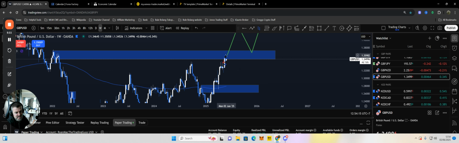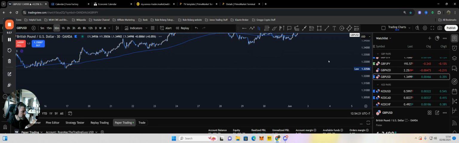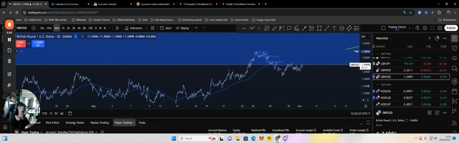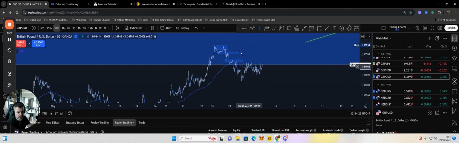Right. Look at this here. This blue candle. If we go on to the 30-minute time frame, I was actually showing guys the other day how you can trade this. Look, bang, bang, bang, bang, and so on. I was showing them how you can trade this.